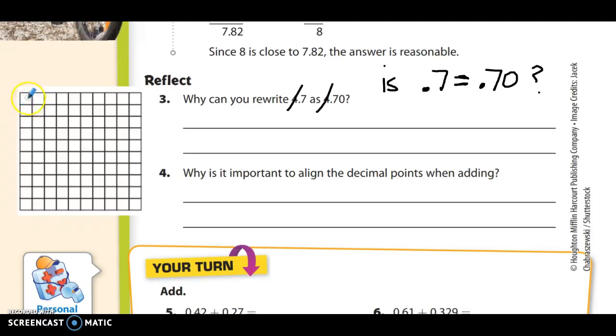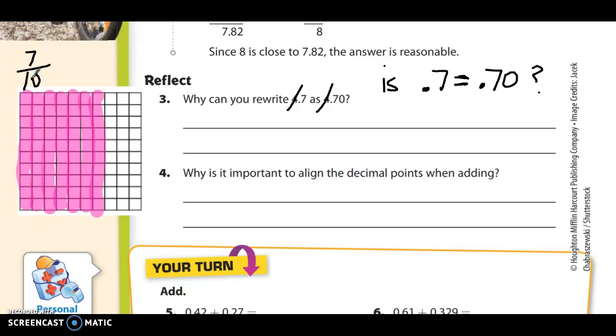Well, if I were to think about these columns, these things that go up and down, like that, I'm going to show you how I'm going to think about this. If I have 1, 2, 3, 4, 5, 6, 7, I have 7 columns shaded out of 10. So what I have shaded here in pink is 7 out of 10. There are 10 columns and I shaded 7 of them.